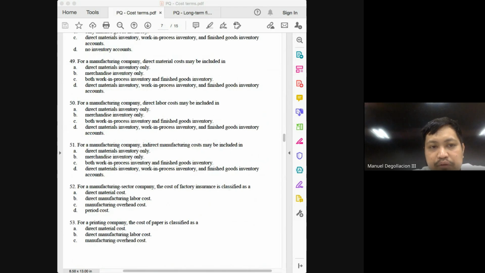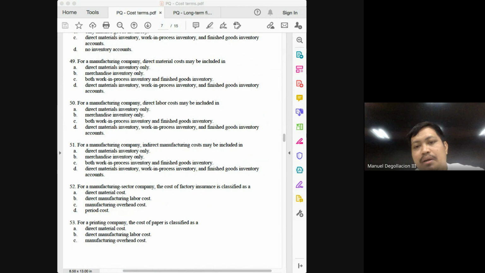Number 50, for a manufacturing company, direct labor costs may be included in, not in direct materials, class. Once labor is already applied, the materials will now be transferred to work in process. And of course, your finished products cannot be finished without labor. So your answer here would be letter C.